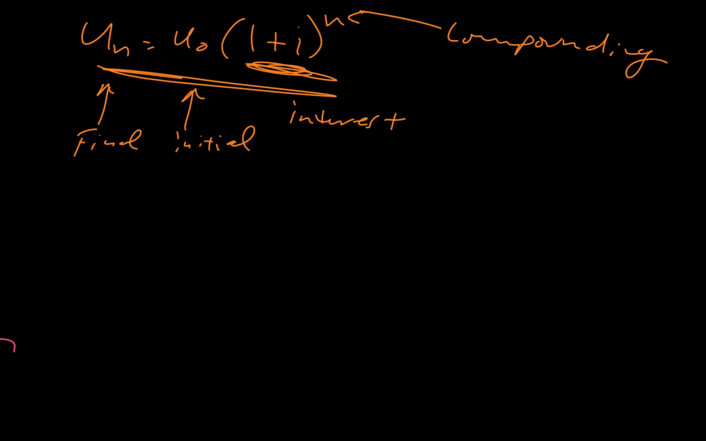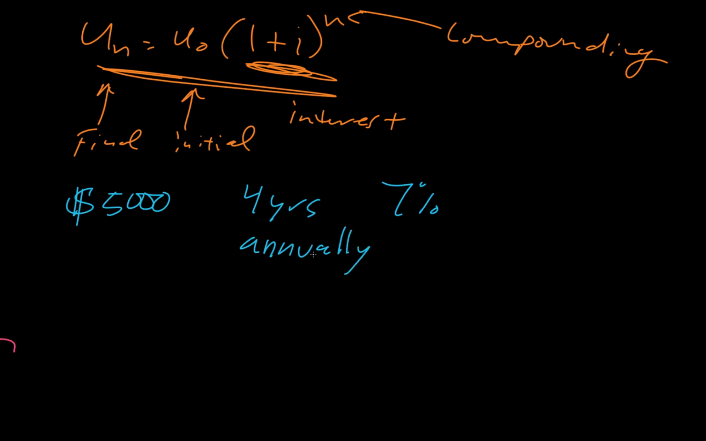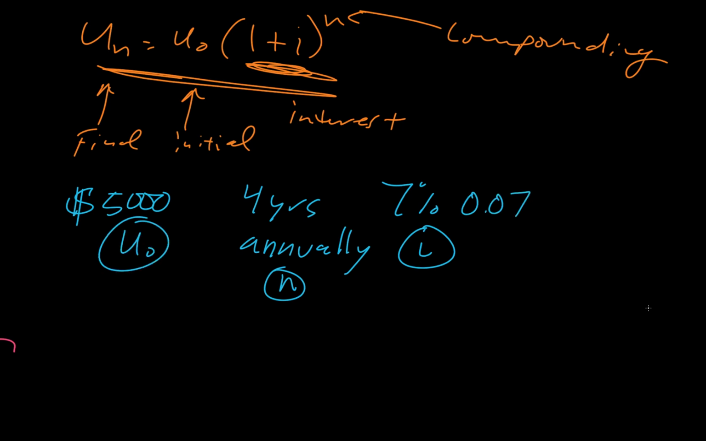Okay. Now we're going to do example 12. So we have $5,000 and we invest it for 4 years at 7%, and it is compounded annually. So you take the years and multiply it by how many times each year it's compounded. So it's really just going to be 4 times 1, and that's going to get us our n value. So this is n. This is our i value, but we're going to write it as 0.07. And then this is our u naught value.